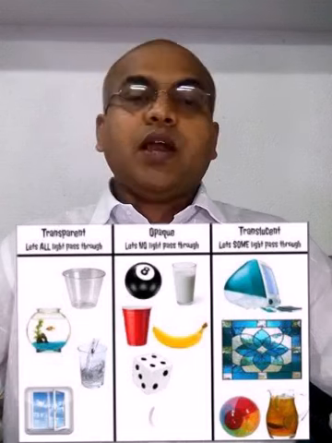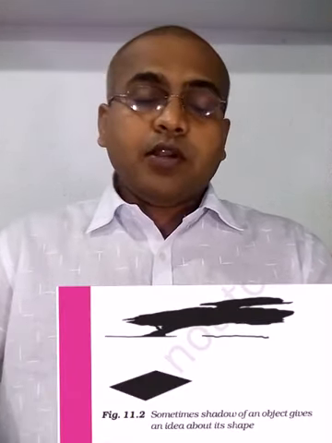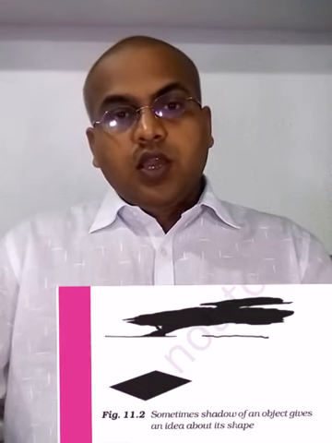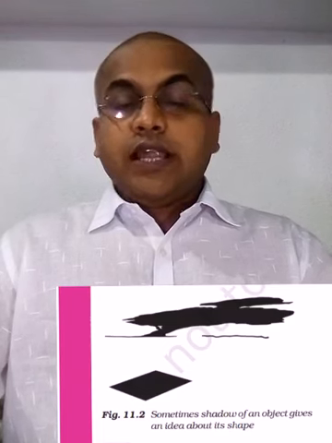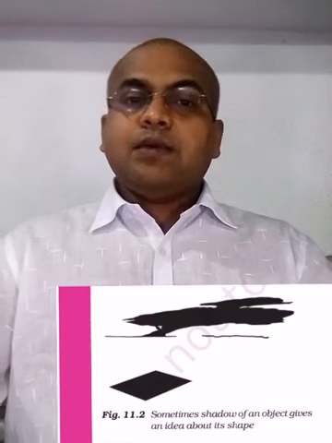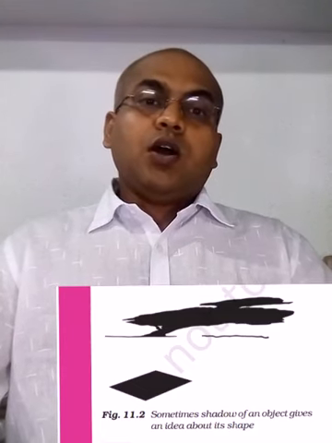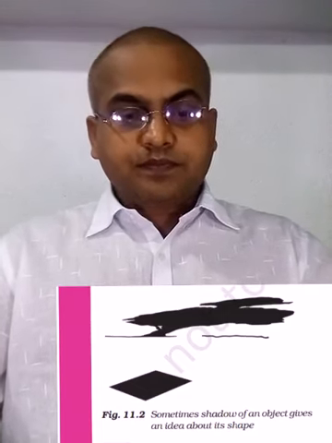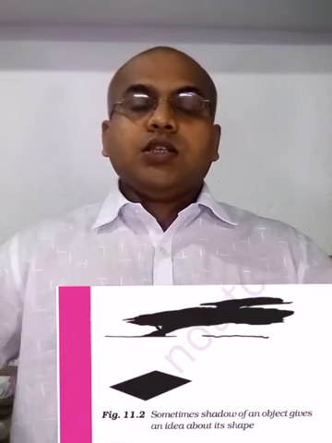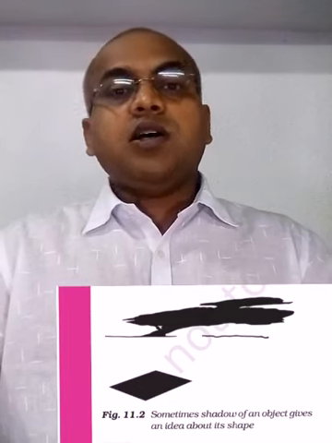In some cases we are able to understand the object, and in some cases we are not able to understand the object. So shadows will sometimes tell you what the object is, and sometimes they will not. Shadows will not form in a dark room or without a source of light. We need a source of light and an opaque object to form a shadow.